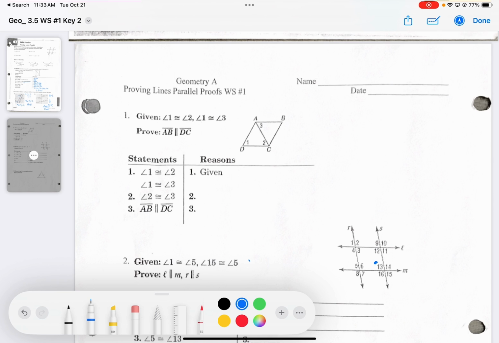All right. Let's look at the first one. So the first one, it says, hey, given angle 1 is congruent to angle 2, and angle 1 is congruent to angle 3. So they list both our givens for number 1. But then it goes on to say 2 is congruent to 3. What would you guys say for that? Good, Aiden. I'd say substitution as well.